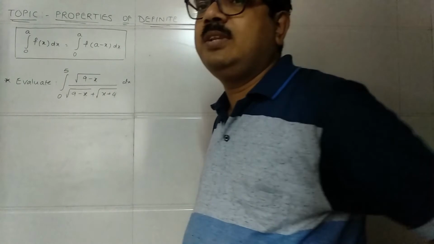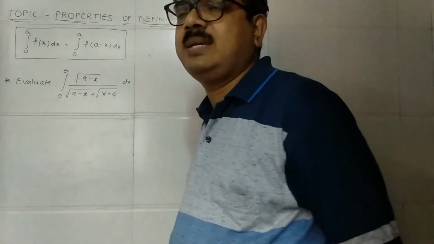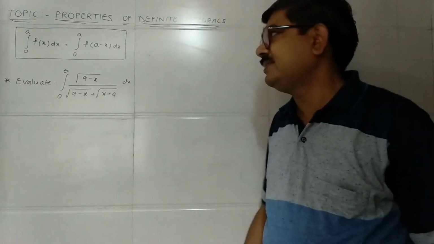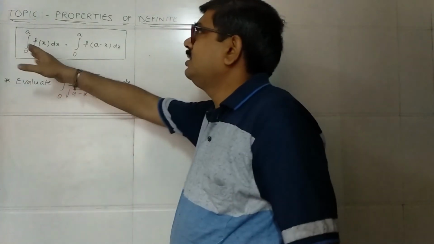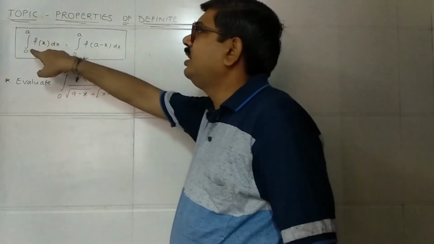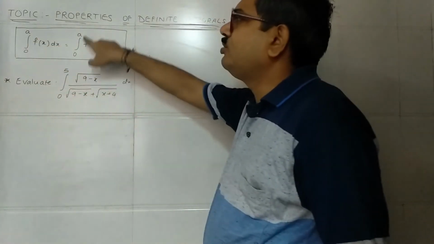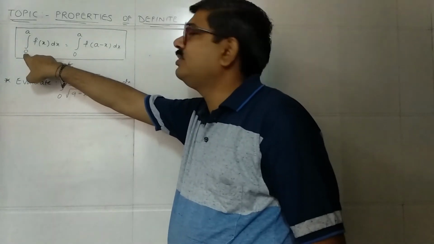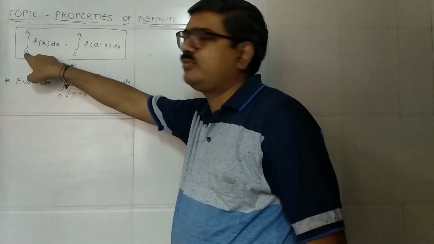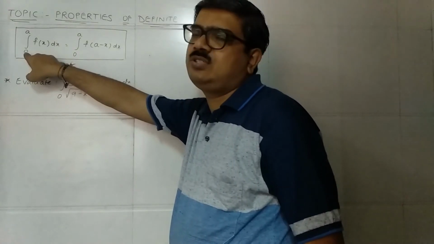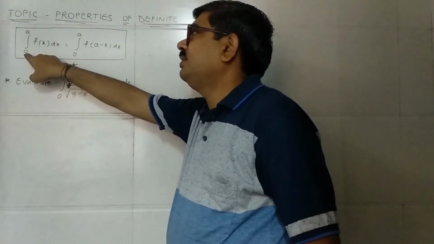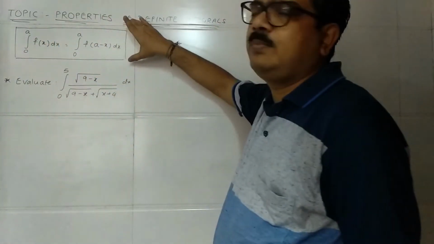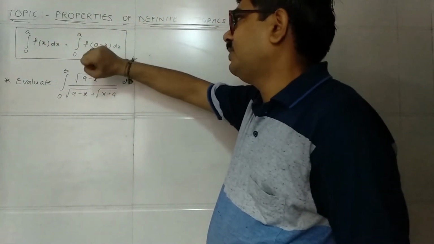This is another example in this video, which is solved for the same property. Let me explain the property again. There is another property of definite integral. The limit is 0 to a. The lower limit is 0. In the previous property, which was solved in earlier videos, the lower limit was not 0. If the lower limit 0 is given in the integral, definitely you have to apply this property. How can we apply it? First of all, let me read the property.